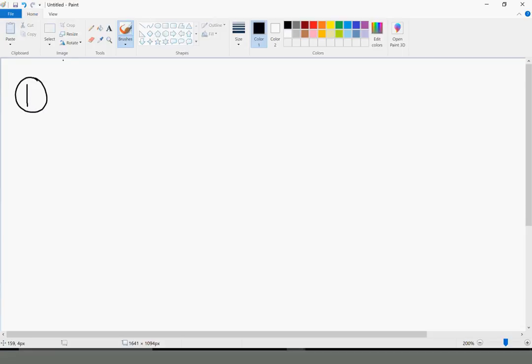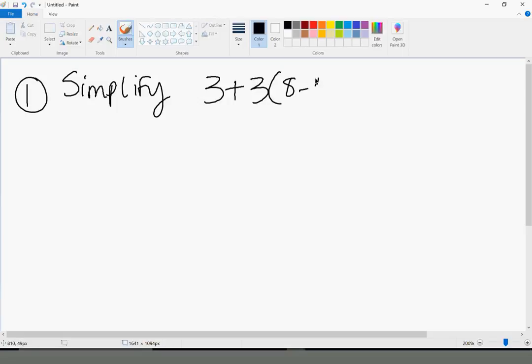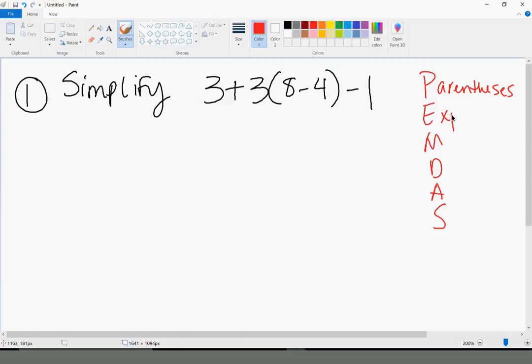Number 1 says to simplify 3 plus 3 times (8 minus 4) minus 1. Whenever you're simplifying any expression, you always want to use order of operations, which is PEMDAS, or please excuse my dear Aunt Sally. P represents parentheses, or any grouping symbol. E represents exponents.